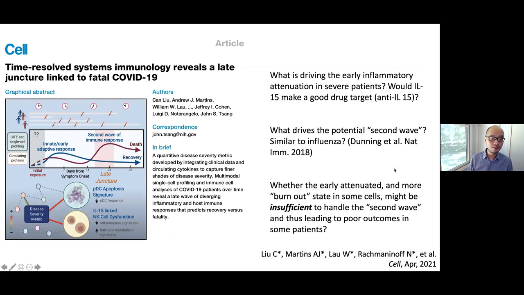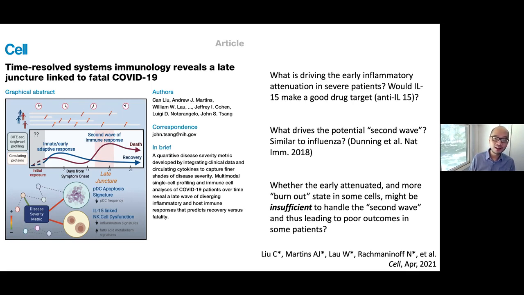So here's just a quick summary of what I've been telling you so far. As I reported, there's this early attenuation, but then later on a shooting up of this inflammatory signature. So one question is, what's driving the early attenuation, and would IL-15 make a good drug target? And then whether this is responsible for not containing this potential second wave that we saw.